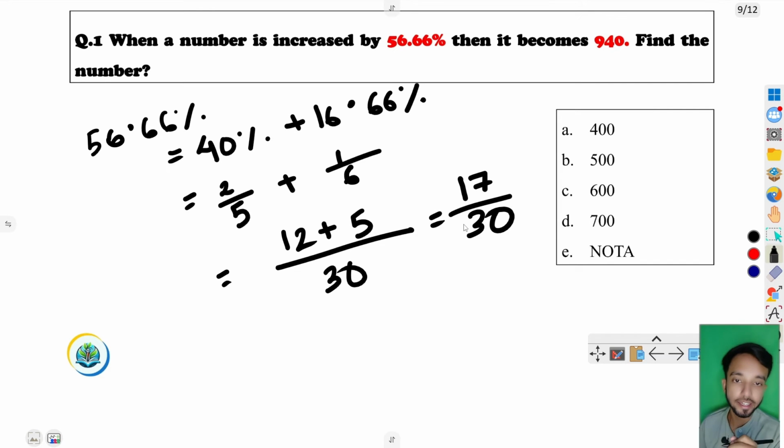Is this clear till here? If you have any doubt till here, right from your summation to taking the LCM, just comment down in the comment section.